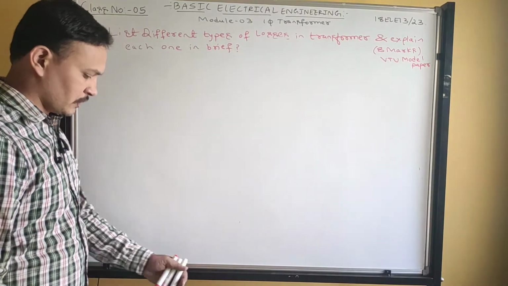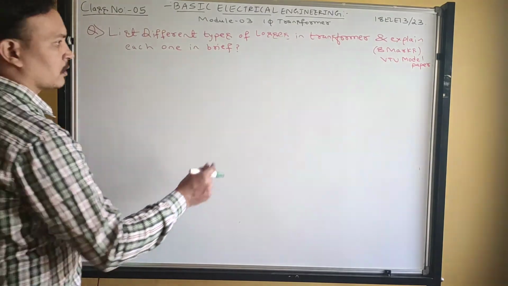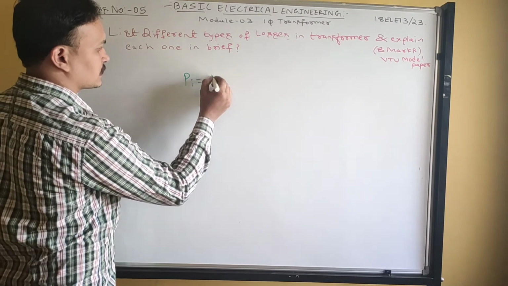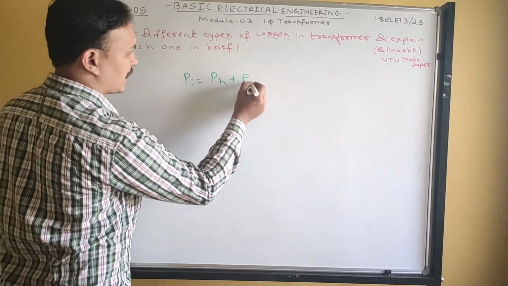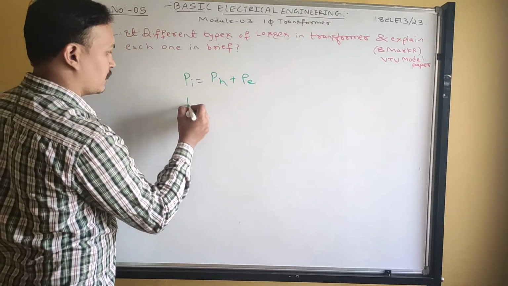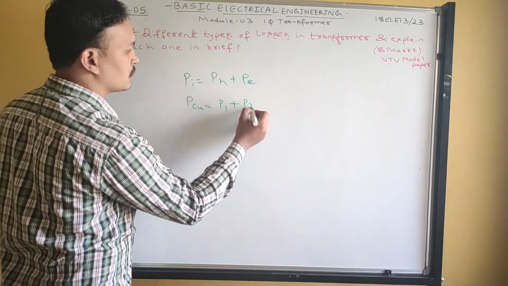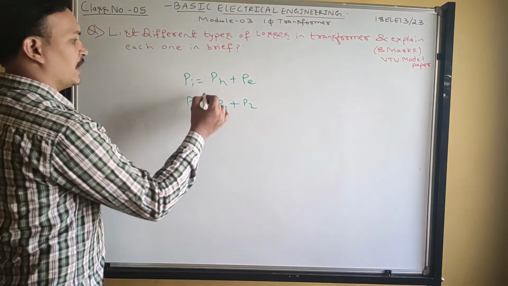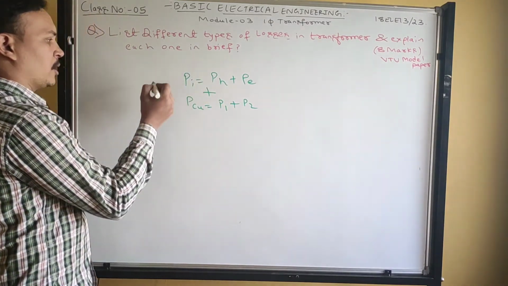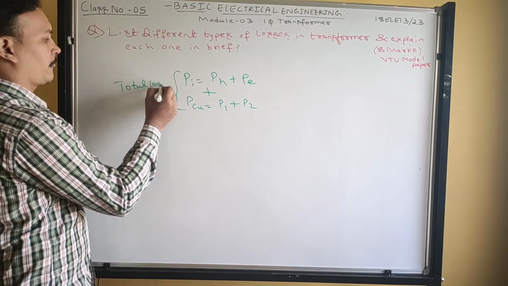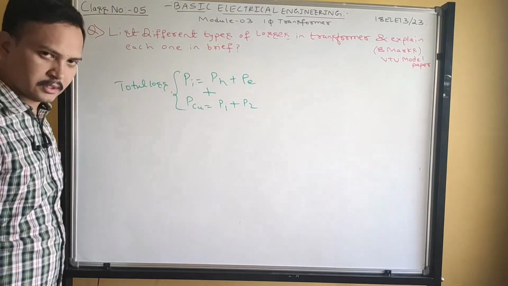Okay guys, one minute before leaving. The total iron loss is the sum of hysteresis loss and eddy current loss. And the total copper loss is the sum of primary copper loss and secondary copper loss. The addition of these two, iron loss and copper loss, is called total loss. Okay. I will repeat the same thing in the next class.